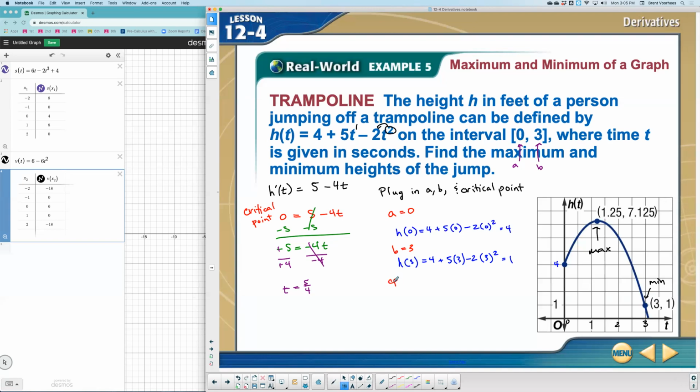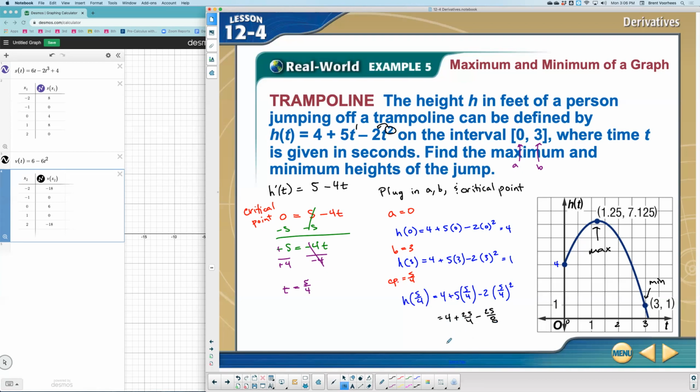So I'll just do CP, critical point, which we said was 5/4. So I want to plug in 5/4. And what do we get? We get 4 plus 5 times 5/4 minus 2 times 5/4 squared. So when I do this math, let's see, 4 plus, that's going to be 25/4 minus, that's going to be 25 over 16. 2 will cancel with that. It'll be 25 over 8.